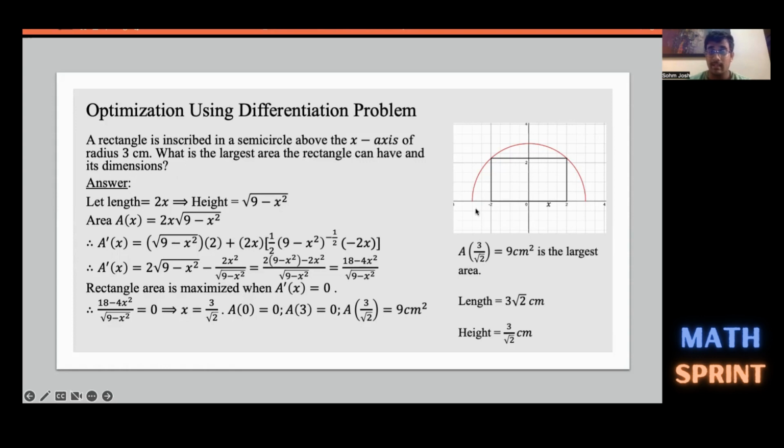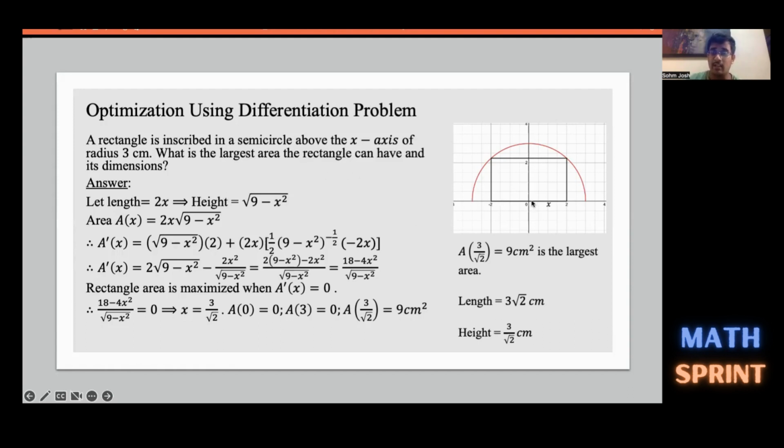So let this line over here, which I'm indicating right now, be x. We're just considering it to be x because we can change this value over here. We can change half of the length of the rectangle. So logically, because this is half of the length of the rectangle, we can say that the length is 2x. And they've already told us that the radius is 3 centimeters.